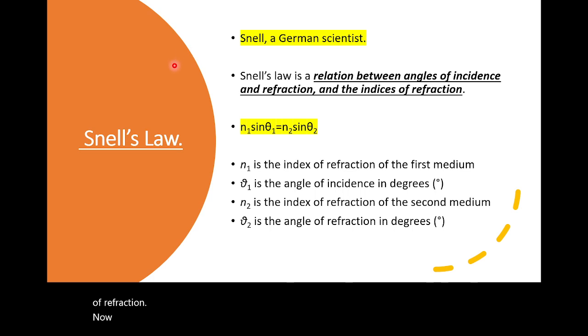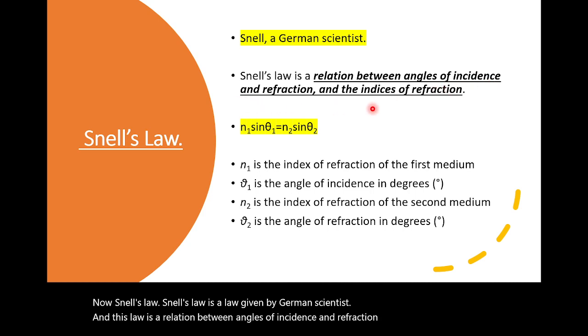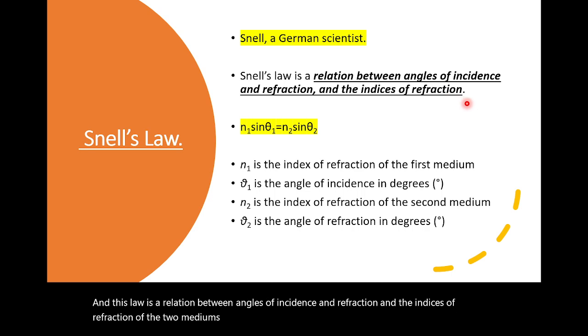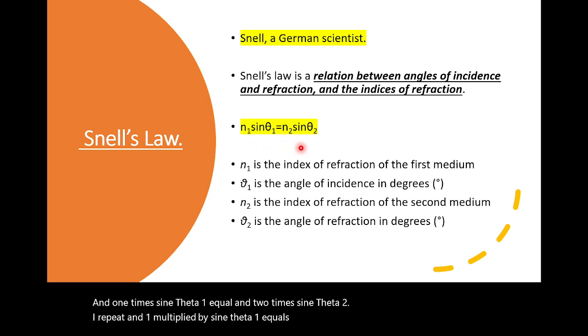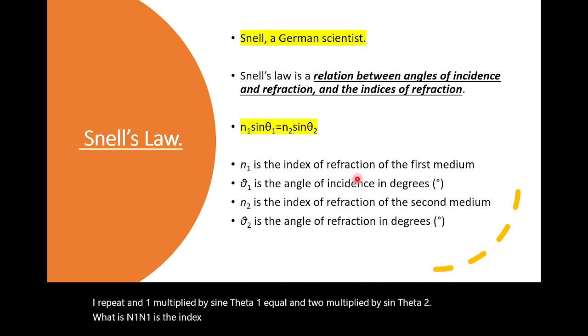Now, Snell's law. Snell's law is a law given by a German scientist. This law is a relation between angles of incidence and refraction and the indices of refraction of the two media. So here is the law. N1 times sine theta 1 equals N2 times sine theta 2. I repeat, N1 multiplied by sine theta 1 equals N2 multiplied by sine theta 2. What is N1? N1 is the index of refraction of the first medium. What is N2? N2 is the index of refraction for medium 2.